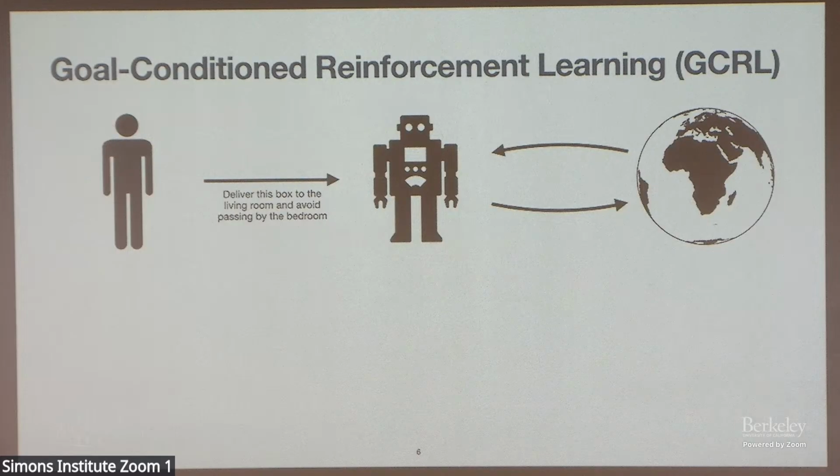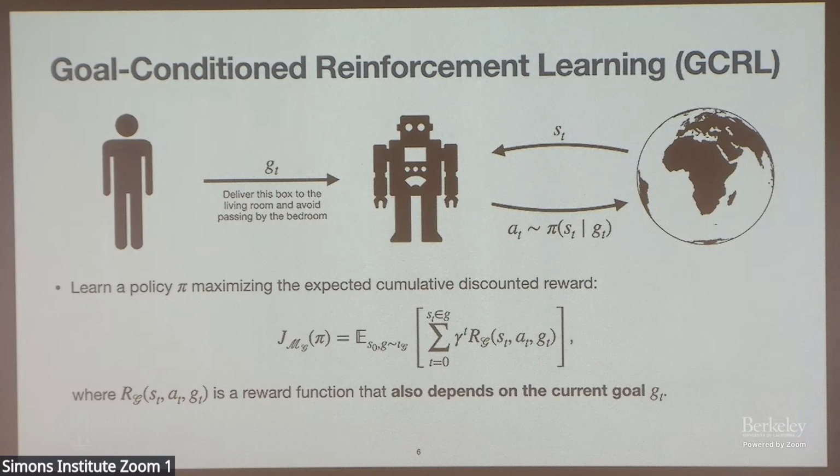So goal-conditioned RL is basically a framework to think about problems like this. A user gives a goal at runtime, let's call it g_t, and then the agent interacts with the environment by conditioning on this goal, and then observes its next state. Our goal is to learn a policy pi, maximizing this expected discounted reward. And the catch here is the reward function now also depends on the current goal.